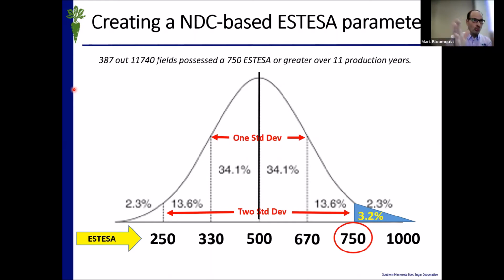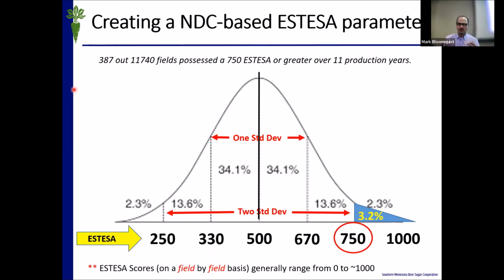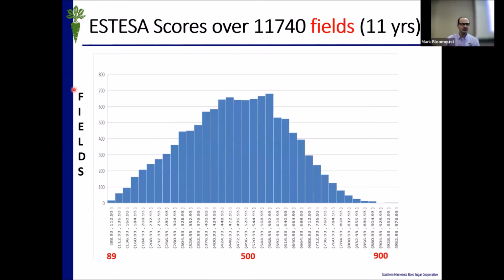And to prove how normal your production fields are, we are going to look at a histogram coming up. But before we go there, I want to make sure that I understand that this is on a field by field basis, okay? You generally range from about 0 to 1,000 on individual fields. It's a little different when we get to operations, but here is a histogram of all 11,740 fields, okay, on the y-axis by ranges of ESTESA score along the x-axis, ranging from about 90 all the way up to about 900. So there is a little room to grow on the positive side.